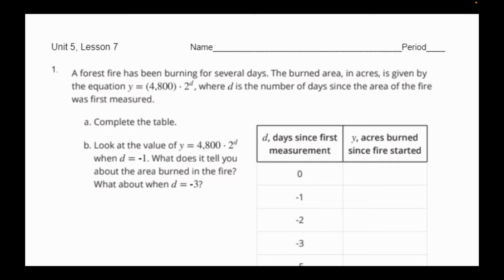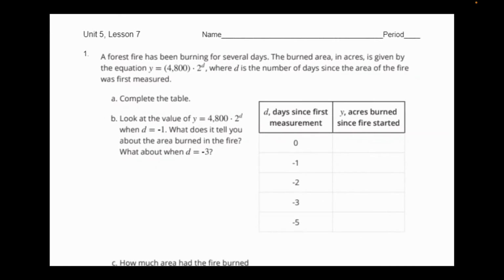So they want us to first complete the table. Since the fire was first measured, if we plug in 0 for d, that gets rid of our 2, and we just have the 4,800. So that's what we're going to start with. It is 4,800 for the acres burned. So that's when they first measured it.